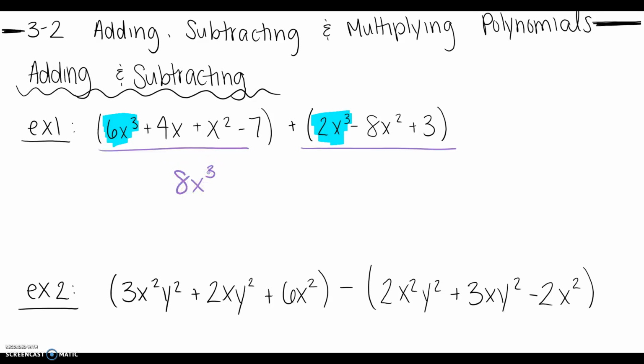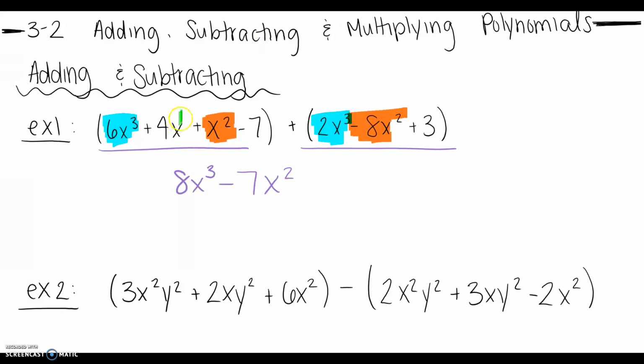And the reason I'm starting with x cubed is because remember, when you're writing in standard form, you want to go in descending order starting with the highest degree. So then we have an x squared and we have a negative 8x squared. So 1 plus negative 8x squared is going to be negative 7x squared.